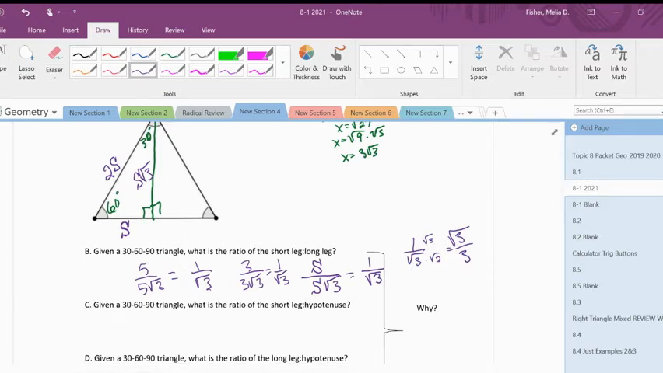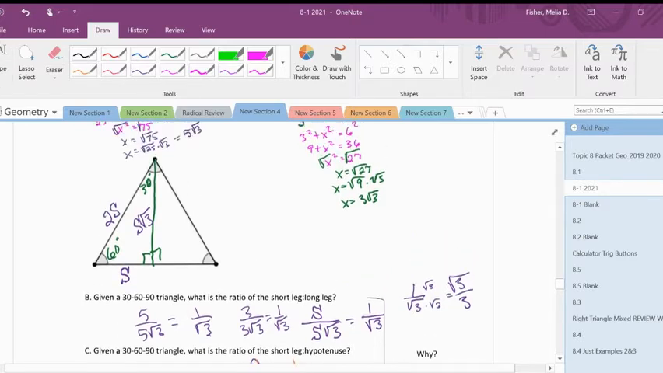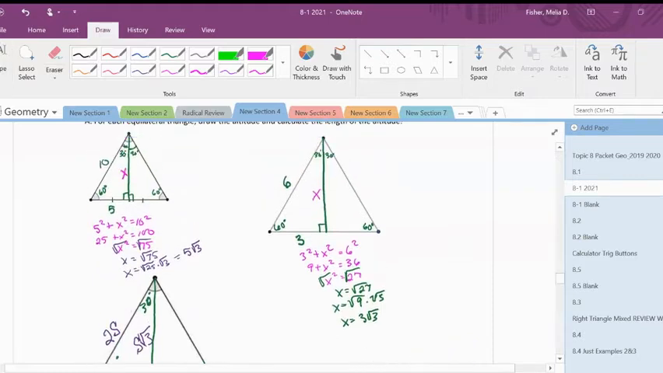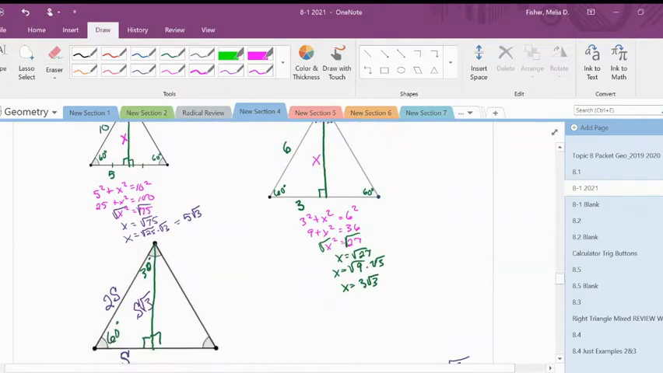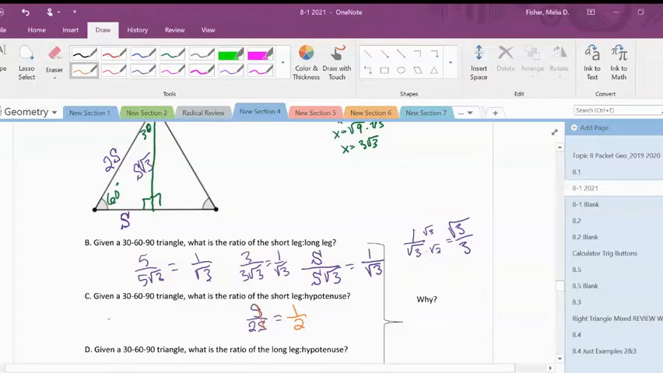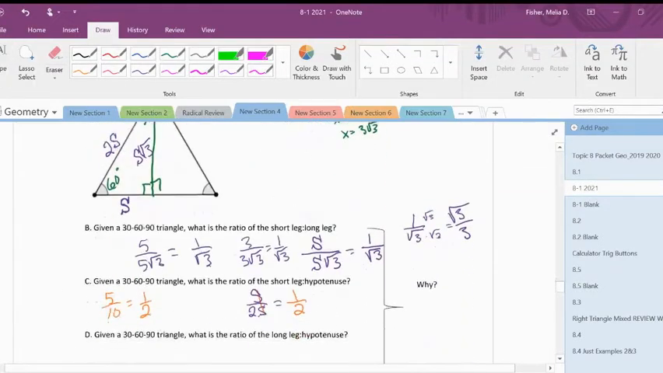What is the ratio of the short leg to the hypotenuse? The short leg is s, and the hypotenuse is 2s. And when we look at that relationship, those s's reduce, so I get 1 over 2, which is 1/2. Does it work that way on the other triangles? We have the short leg being 5 and 10, so 5 over 10 equals 1/2. And here we had 3 and 6, so 3 over 6 also reduces to 1/2.